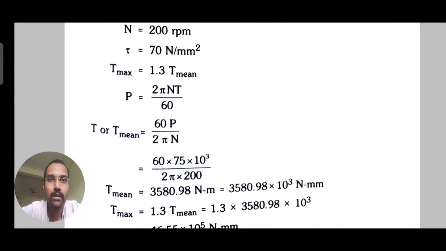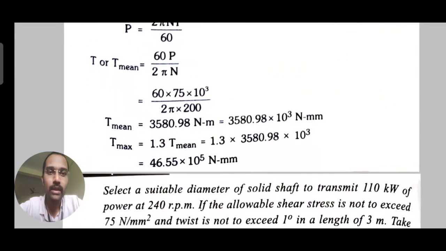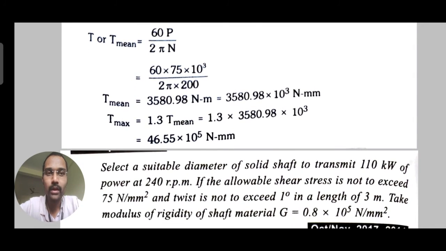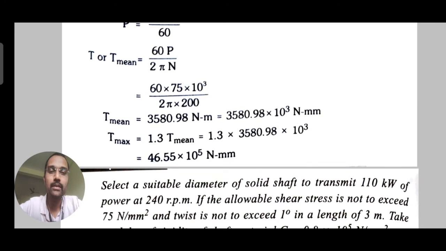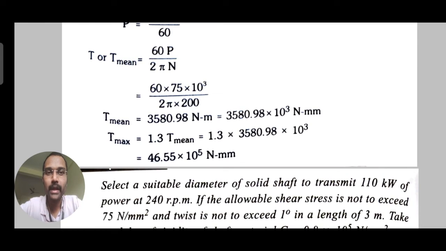Actually, the problem is asking to find the suitable diameter. After this procedure, we have not got that value yet. After getting the maximum torque, use the same formula, torque T equals tau into pi d cube by 16. In place of torque, substitute the maximum torque, because it asks for the diameter when the shaft is transmitting the maximum torque, not the mean torque.